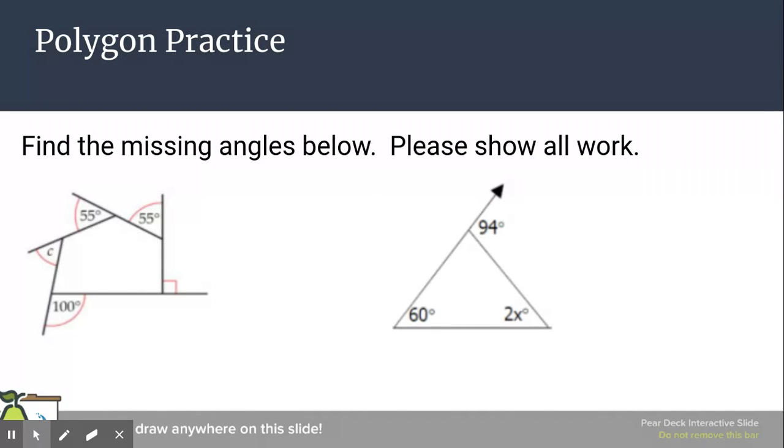This is find the missing angles below. Please show all work. So we're going to find C for this one. And again, if you haven't tried this already, jump in and take a time out, take out a piece of paper and see if you can figure this guy out.